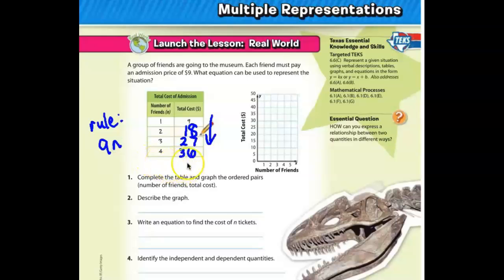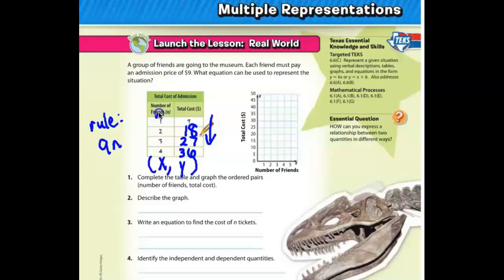All right, so it says next to it we have to describe the graph, so we have to graph it first. So if this is the x quantity and this is the y quantity, because I can invite 10 friends if I want, I can invite 12 friends if I want. The rule would always be 9 times whatever number of friends. So that means that the x value is independent and the y value is dependent. So the price will change depending on how many friends I invite. So let's go ahead and graph this.